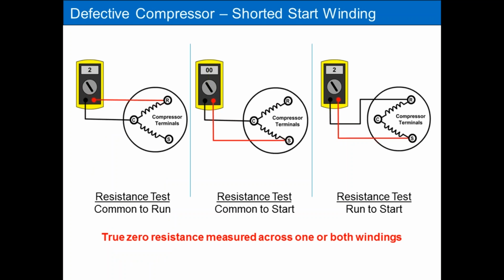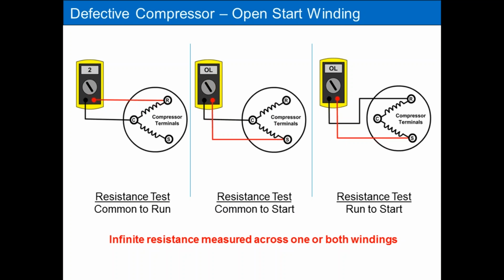A couple other things to look for, not real common, but you can come across a shorted winding. If at any time when you're measuring these three resistances you find a true zero resistance, where it's really zero, on one combination or two combinations, that's a shorted winding, bad compressor. But more common, it's going to be an open winding. When you do these resistance checks, you'll find that one or two combinations will give you an open resistance, an overload, or an infinite resistance value.